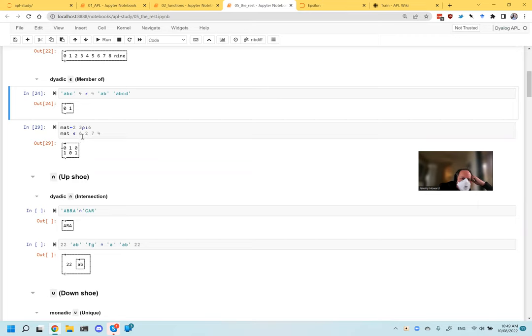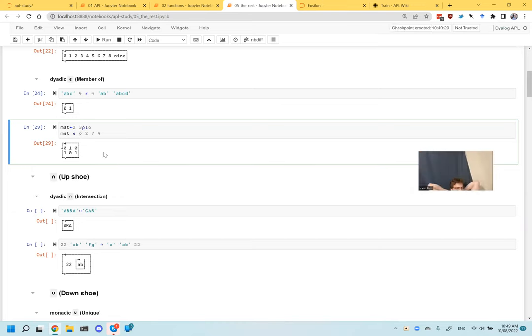And then this is just saying, is each element of the matrix an element of this set? And it puts them in the same order. So 1 is not an element, 2 is an element, 3 is not an element, and so forth. Makes sense?